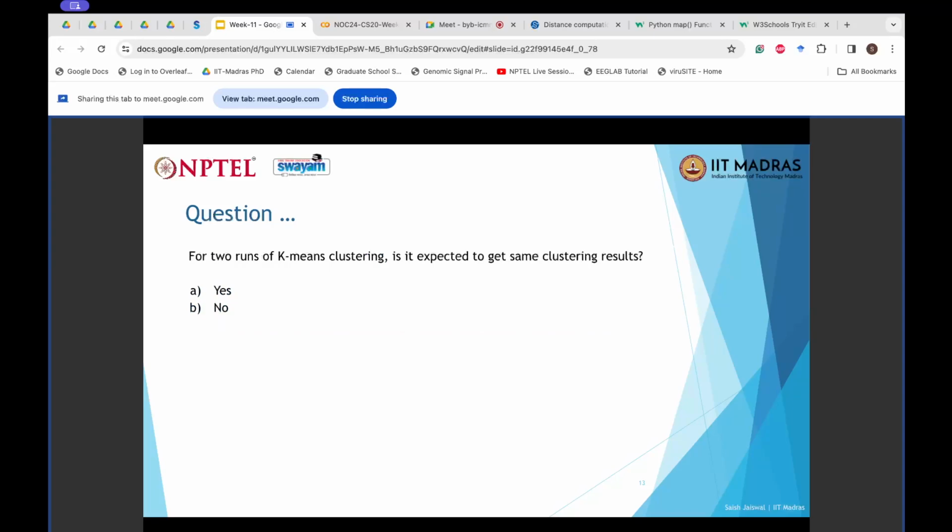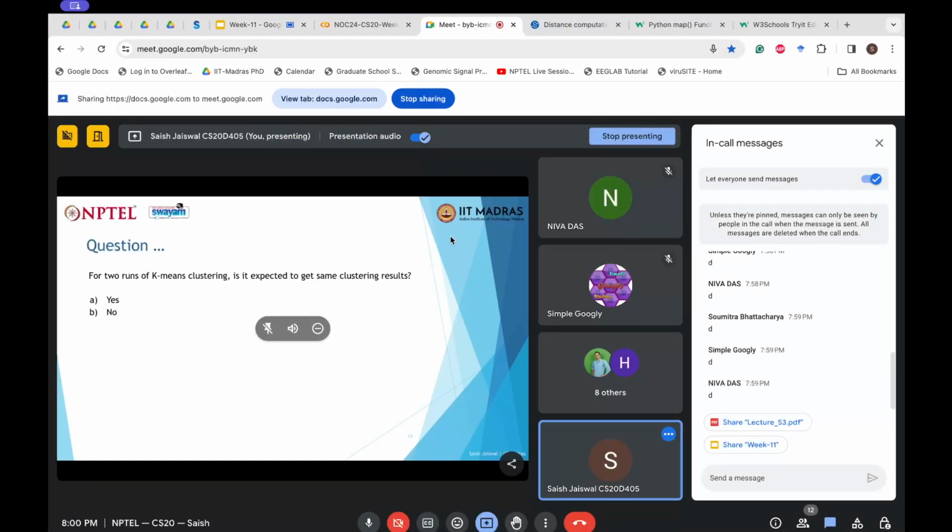For two runs of k-means clustering, is it expected to get the same clustering result? Yes or no? Yeah, so as we discussed, it depends on the kind of initialization you are having. For example, the outlier case, so always consider that example. If your initial mean is the outlier, then your outlier will remain as a separate cluster and all the other data points will get assigned to another cluster, if you have two clusters. And if you don't select that outlier as the initial data point, then you might end up getting a different set of clusters.